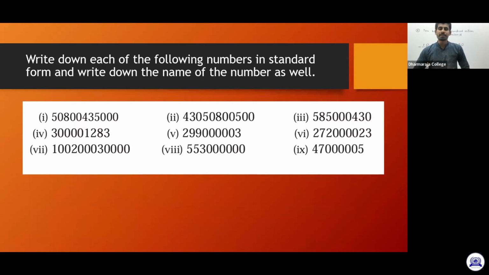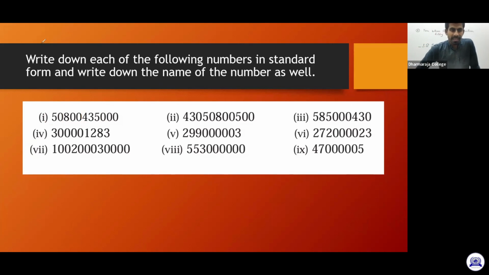Write down each of the following numbers in standard form. They have given the numbers in number format. Then you need to write down the names. Write down the name of the number as well. Then you need to separate 3 by 3, according to the period. Can you do this one?